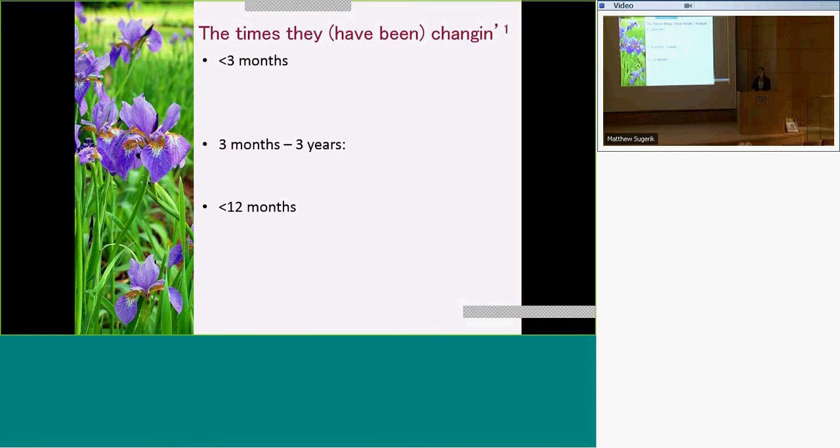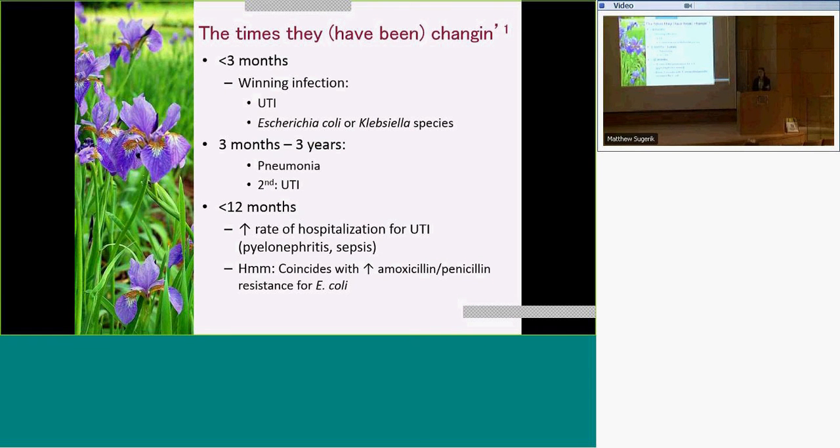So consequently, in the face of these new vaccines, now under 3-month-olds win most often with a UTI, namely E. coli and Klebsiella being the most common. When you hit the 3 months to 3-year age, pneumonia begins to win, and UTI now comes in second. And then the other interesting thing is under the age of 12 months, the incidence of children with UTIs who require hospitalization has increased, and more present with pyelonephritis and sepsis. Coincidentally or not, this happens to go along with increased amoxicillin and penicillin resistance. So choosing antibiotics is, as we all know, critical.